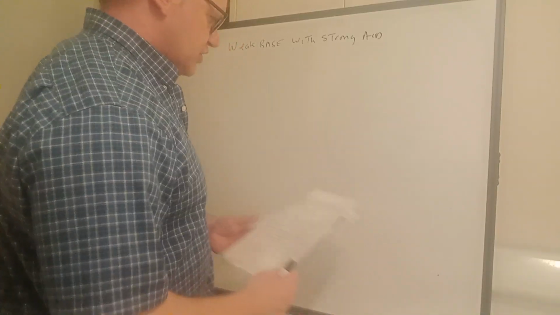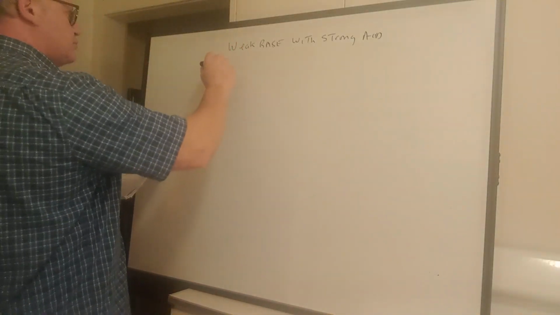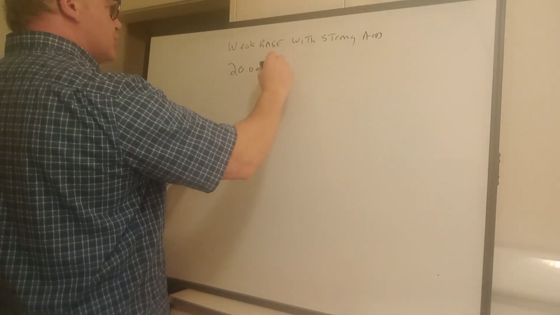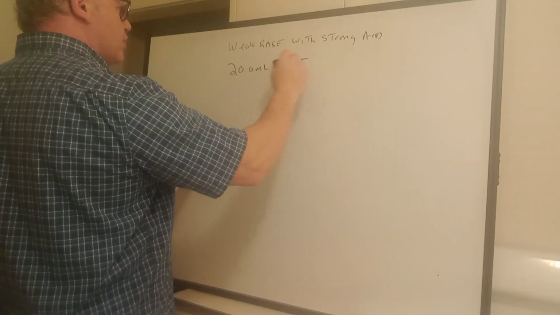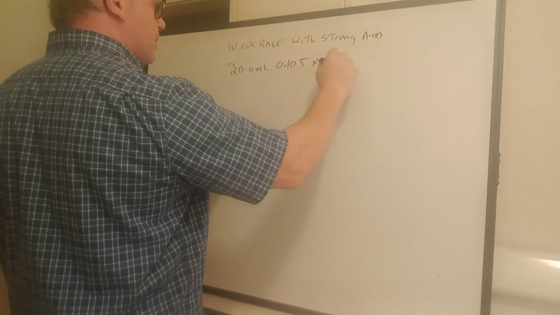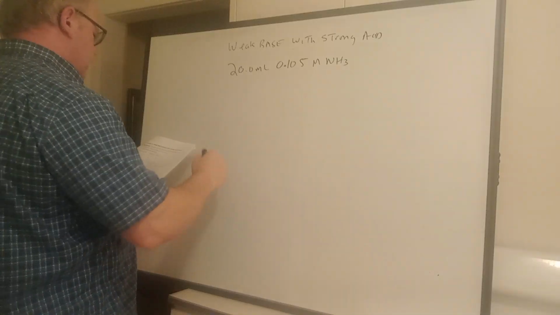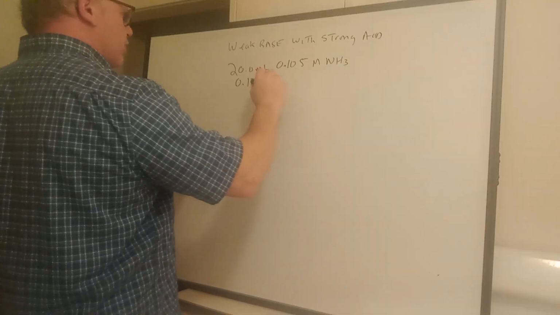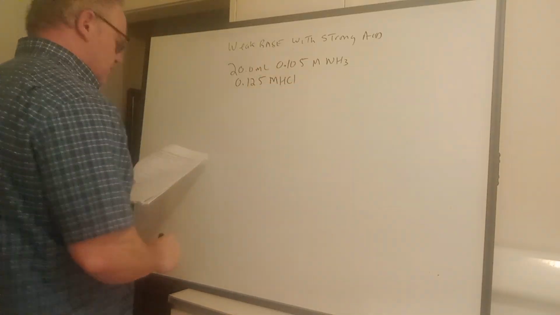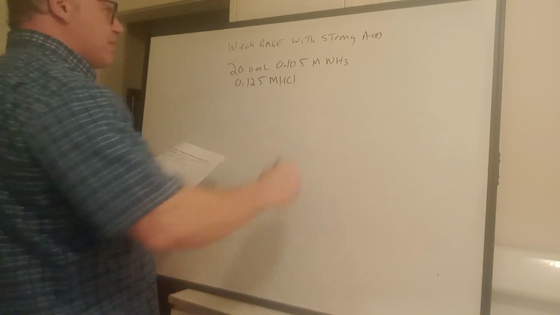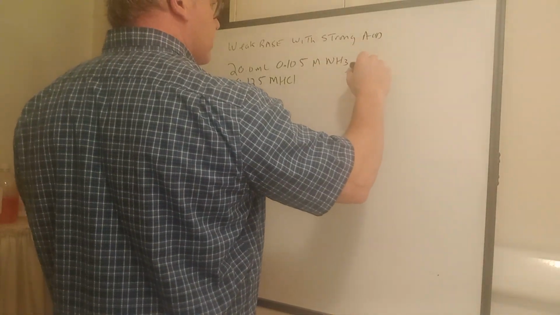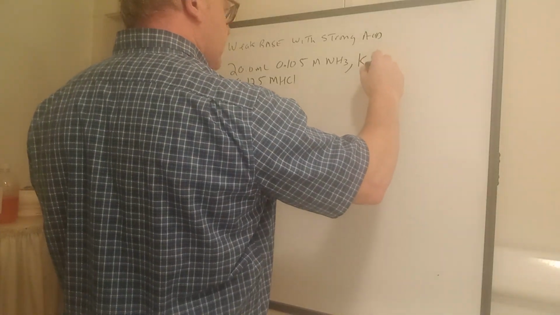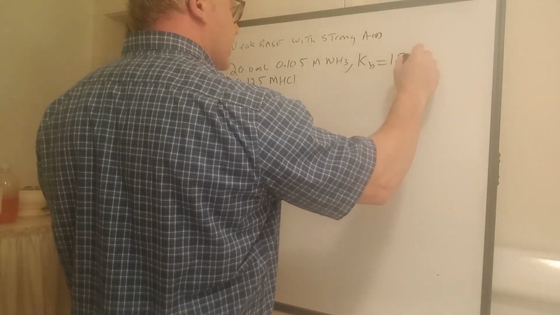Let's talk about the system of interest. We have a 20 milliliter sample of 0.105 molar ammonia, and we're titrating it with 0.125 molar HCl. So that's the molarity, and we also know the Kb of ammonia. Ammonia is a weak base, so it has a Kb, equal to 1.8 times 10 to the minus 5.